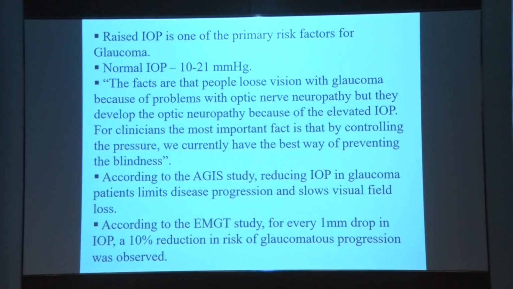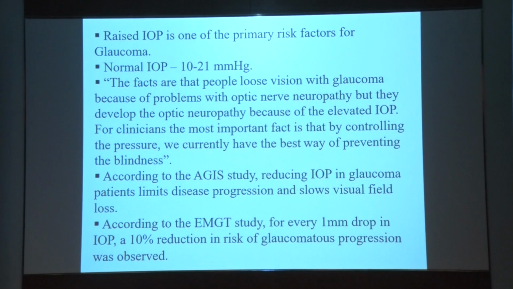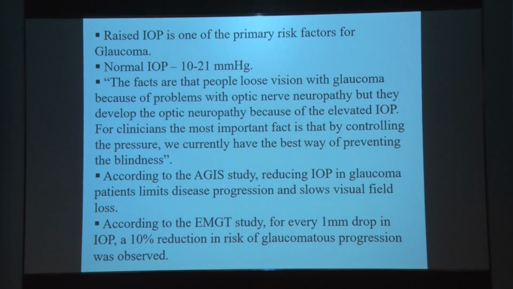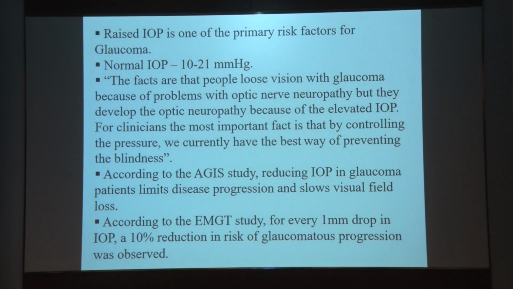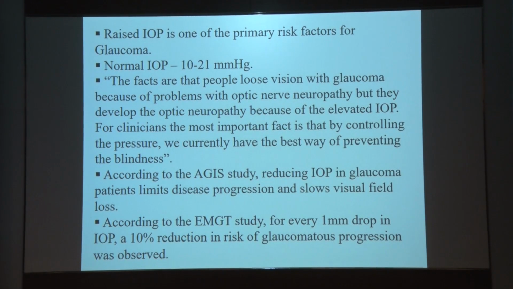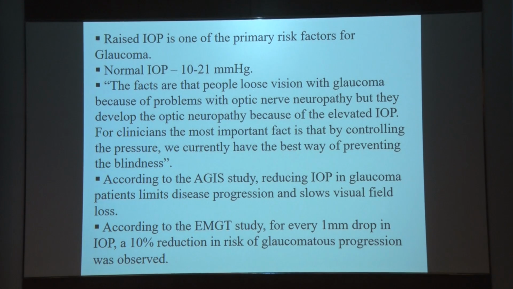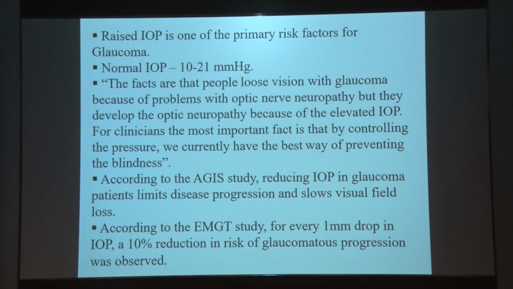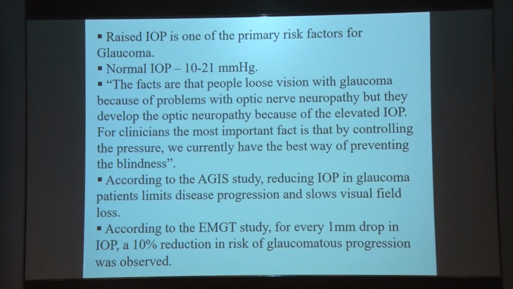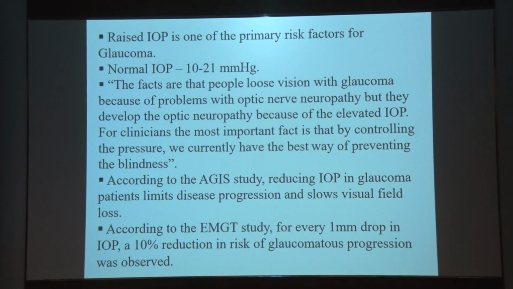Raised IOP is one of the primary risk factors for glaucoma that one can treat. Normal IOP is in the range from 10 to 21 millimeters of mercury. The fact is that people lose vision with glaucoma because of optic neuropathy, but they develop the optic neuropathy because of elevated IOP. For clinicians, the most important fact is that by controlling the pressure, we currently have the best way of preventing blindness.